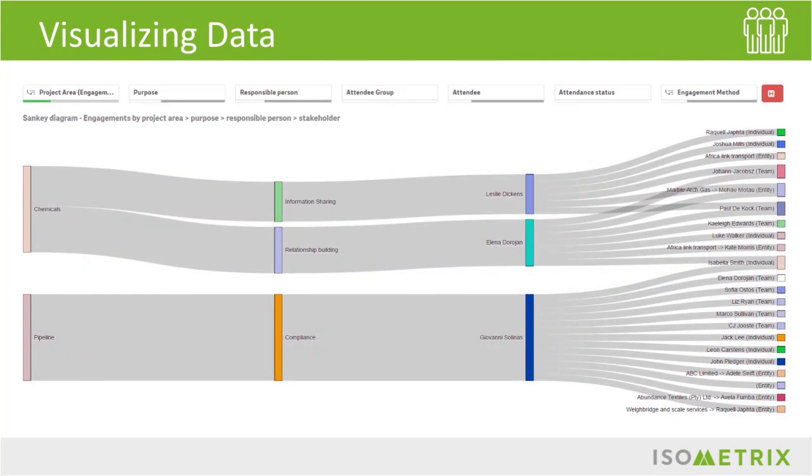And again, examples of where technology can aid in the whole understanding of data. This example here, a Sankey diagram, really is showing the relationship in this particular example of a project area and the purpose of the different engagements that occurred within that project area, the responsible person that was managing that engagement, and then all the various stakeholders that were involved. So relationships and links can then be visualized to understand more of the situation on the ground.